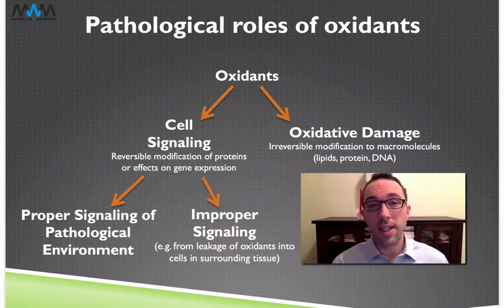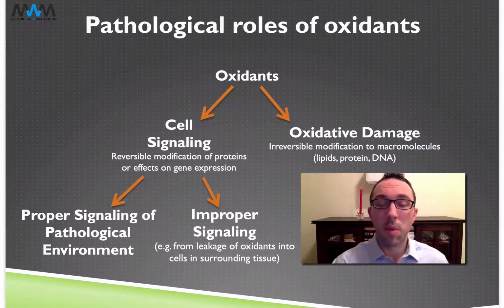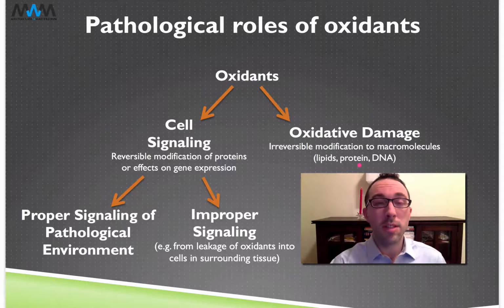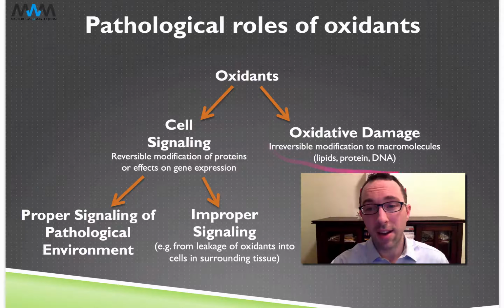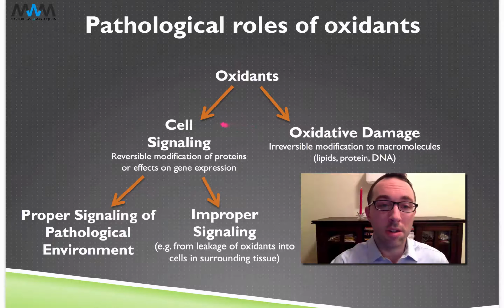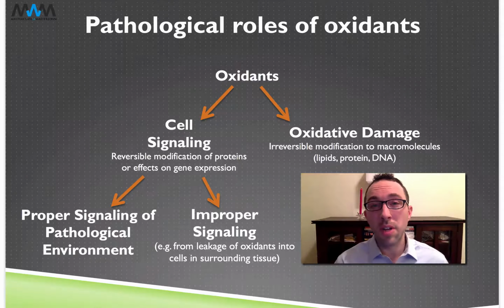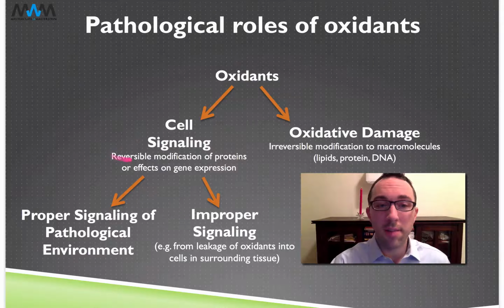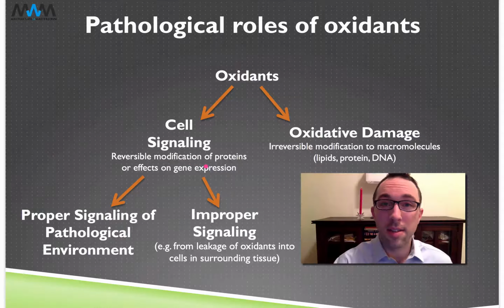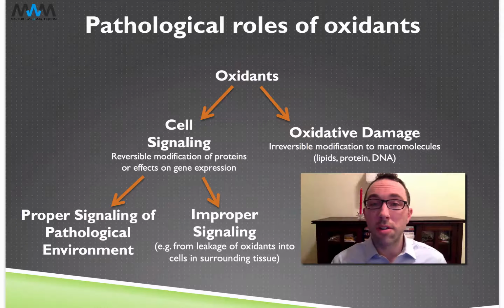Traditionally, we focused on oxidative damage because we knew about it first, but what we're learning more recently is that most of the pathological roles of oxidants that most of us would experience are not mainly oxidative damage, they're mainly alterations to cellular signaling. Simply put, cell signaling is how cells communicate with one another or communicate internally in order to make the proper quote-unquote decisions about what to do in any given context. And to alter cell signaling means to reversibly modify proteins to change their activity or to alter gene expression.